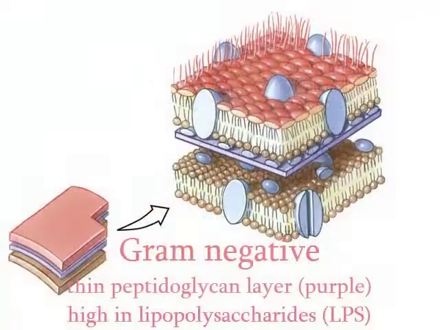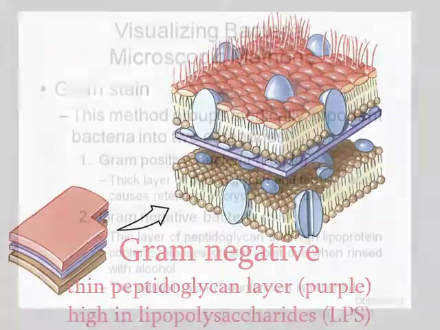Compare it to a gram-negative wall. It's got this tiny little purple peptidoglycan layer, and then a lot of lipopolysaccharides in this. So their cell walls are different. That's the basis of the staining.